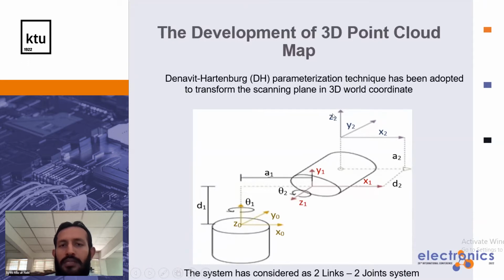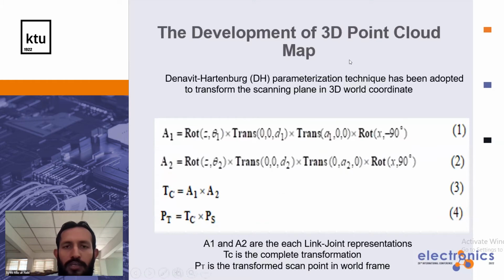We need to convert all of this into the world frame to get the complete 3D point cloud of the system. So we are using the standard transformation equations used for DH parameterization. The first, equation number 1, is about A1, and you can see we have some fixed rotation and some fixed translation as indicated in the previous diagram. This gives the first transformation from the first motor joint to the second motor joint. Then the second transformation equation, equation 2, again uses the same concept of transformations and rotations, and gives the transformation from the second joint to the scanner where it has been placed. By multiplying equations 1 and 2, we achieve the complete transformation. TC indicates the complete transformation from the origin to the point where the scanner has been placed.